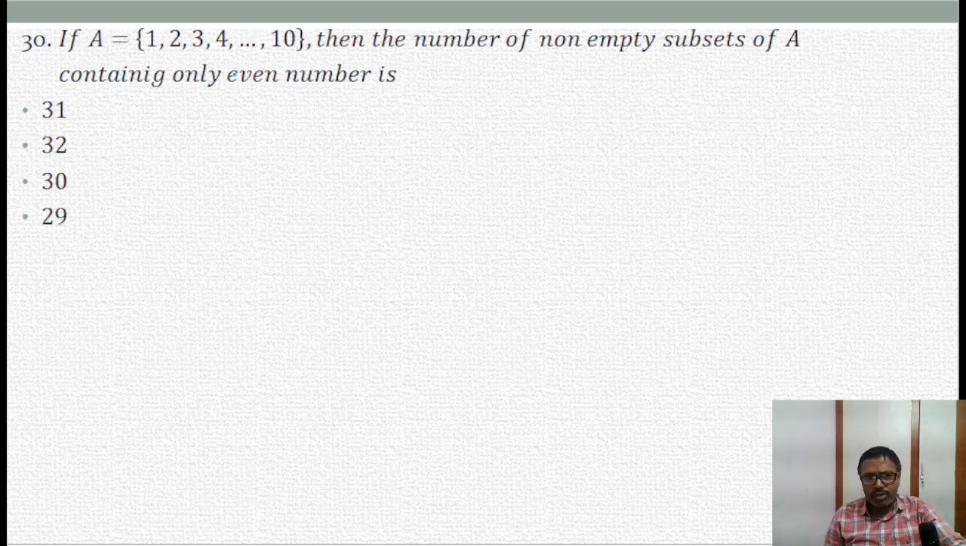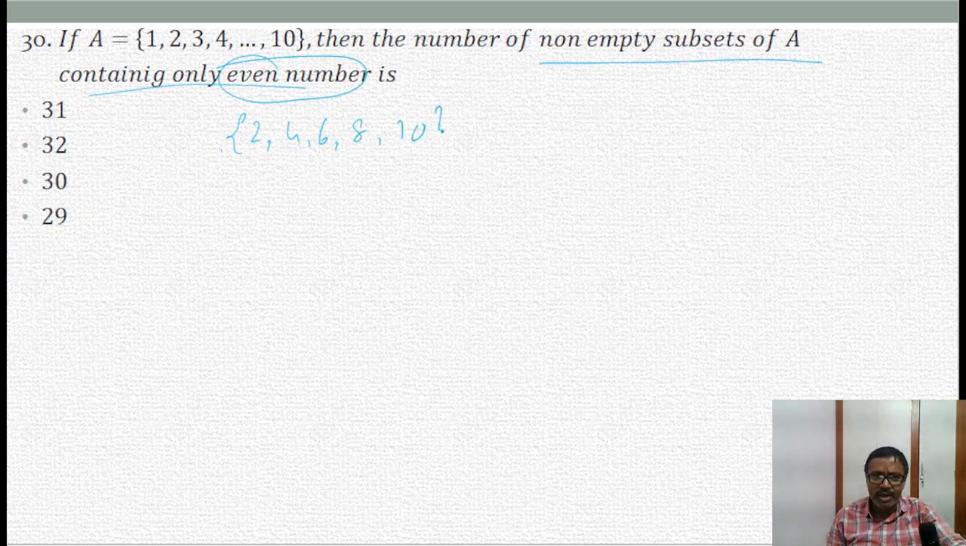If A = {1, 2, 3, 4, up to 10}, then the number of non-empty subsets of A containing only even numbers. So very simple and straightforward question, friends. How many even numbers are there? 5 even numbers: 2, 4, 6, 8, 10. Now 2 to the power 5 is your number of subsets, that is 32.